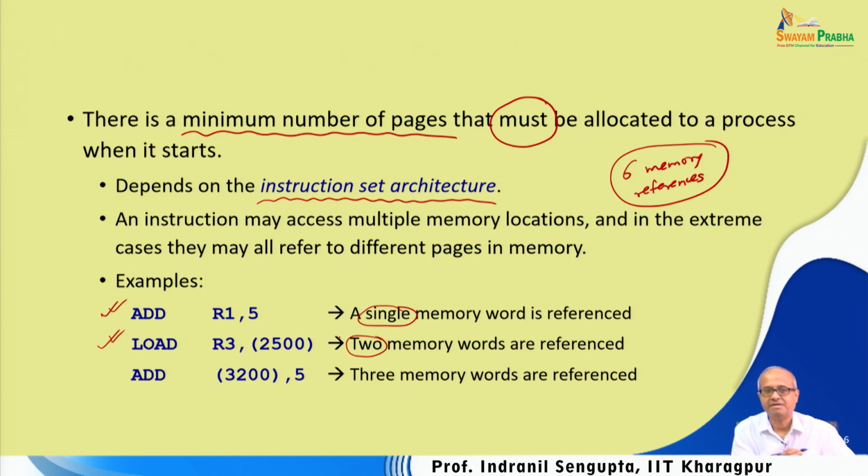Third is that you have an add instruction, add memory location 3200, you are adding 5. So, you are loading the instruction, loading the data stored in 3200, adding 5 to it, and writing the result back into 3200. So, here you need 3 memory words. So, the number of memory locations that can be accessed in an instruction depends on the complexity of the instruction.